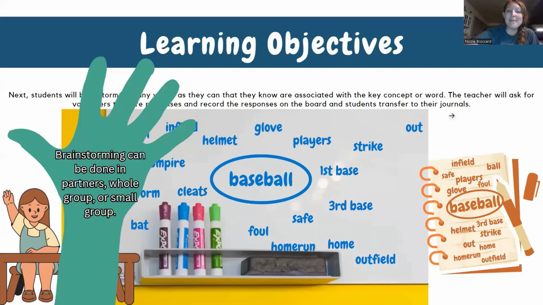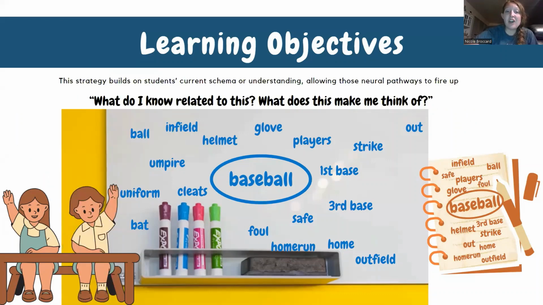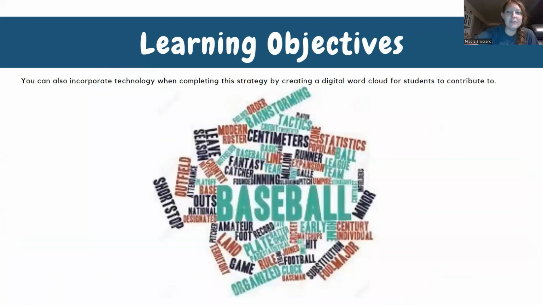Like I said, brainstorming can be done with partners, whole group, or even small group. This strategy builds on students' current schema or understanding and allows those natural pathways to fire up. You can also incorporate technology by creating digital word clouds for students to contribute to. Fourth and fifth grade love seeing the word cloud coming together as they each type in their own word, because it just keeps getting bigger and bigger with all these words that are associated with the same word.